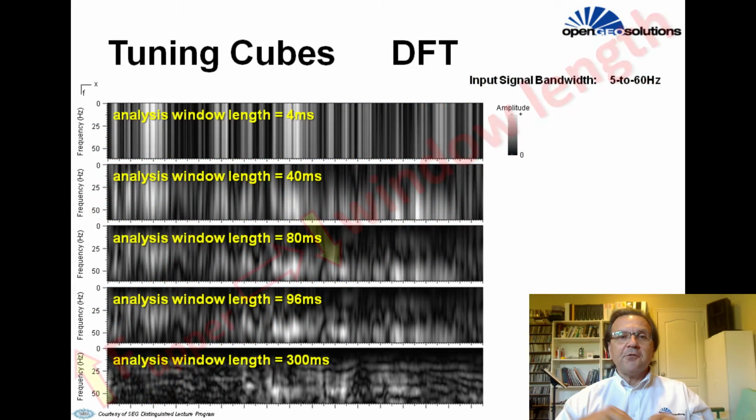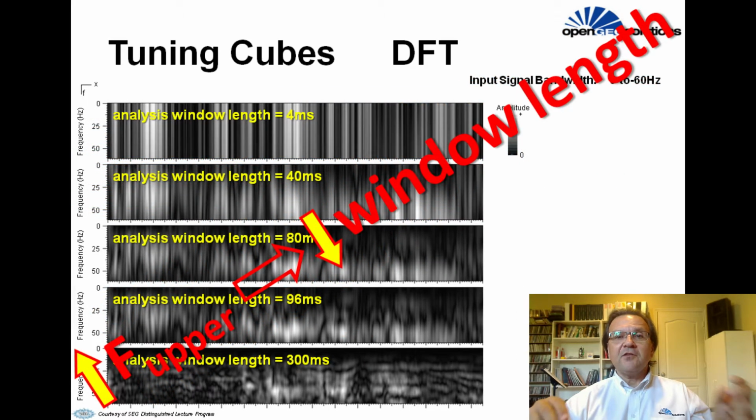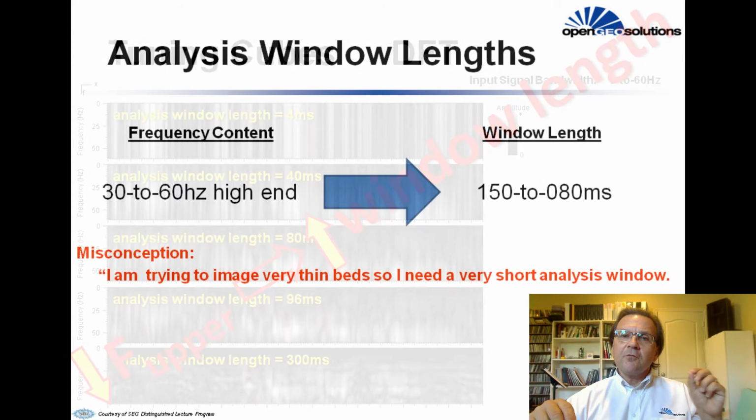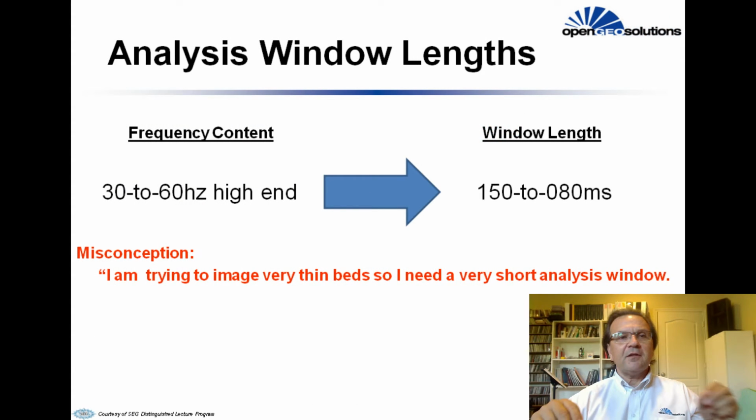Broader bandwidths allow you to shorten the analysis window and still reveal the inherent thin bed interference. Narrower bandwidths necessitate longer analysis windows. For typical signal bandwidth limits that extend, say, out to 30 to 60 Hz, it is common to use window lengths on the order of 80 to 150 milliseconds.